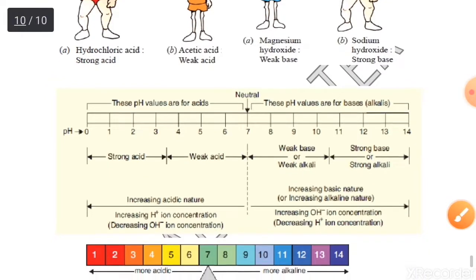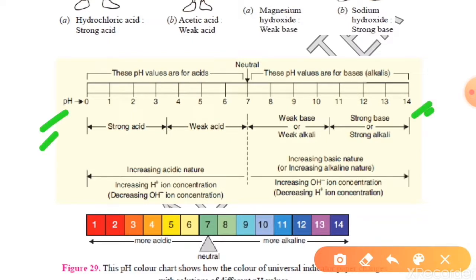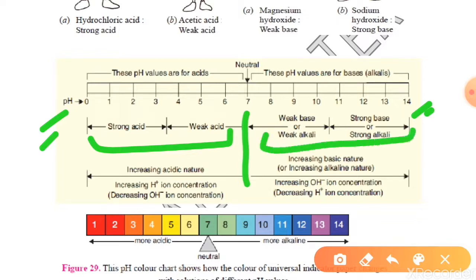Now let's see the pH scale. As I said, students, pH has values from 0 to 14 and neutral substances are at 7. This 0 to 7 is the range for acids, and 7 to 14 is the range for bases. Weak acids are in about this range, and this range is for strong acids. Similarly, weak bases are from 7 to 10, and beyond that you find strong bases.